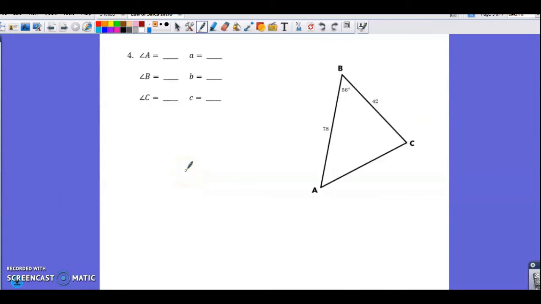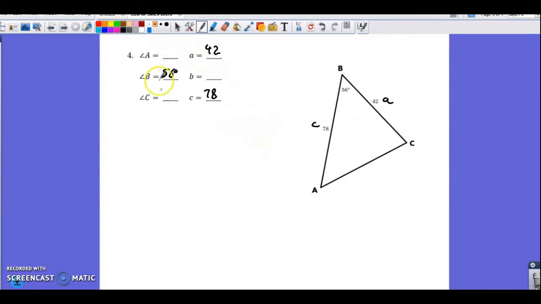So let's look at number 4. This one we see we have an angle. Angle B is 56. The 78 is between A and B, so that's side C, 78. Between B and C is side A, it's 42. Be really careful about getting your sides in the right place, your angles in the right place.